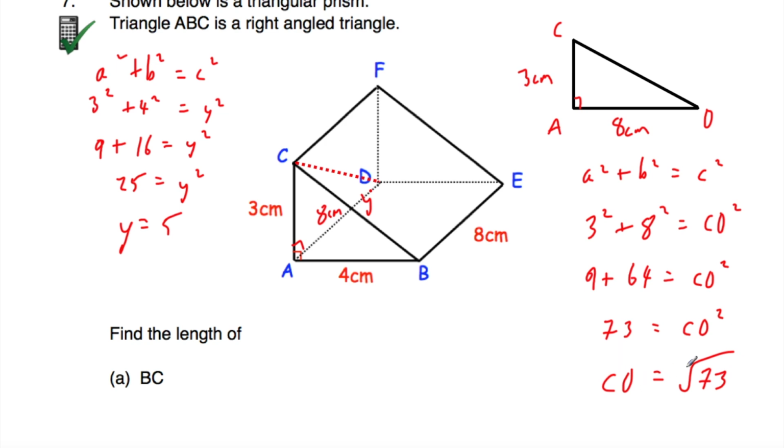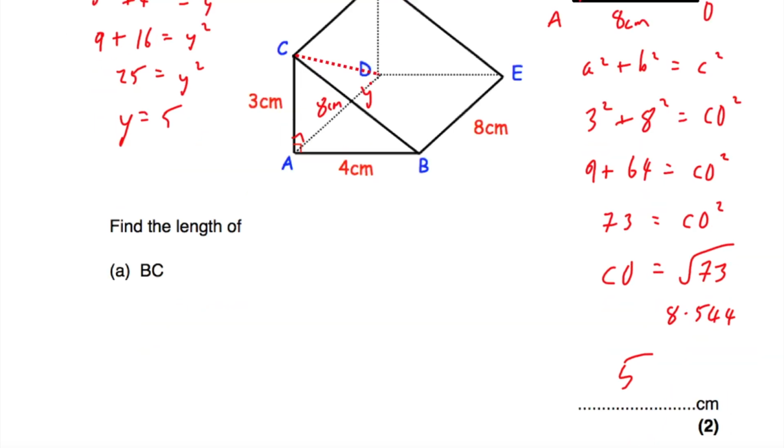So you could leave it as a surd if you wanted to, as root 73, so the square root of 73. Or you may write it as a decimal number, and that would be 8.544 to 3 decimal places. So let's write that down.